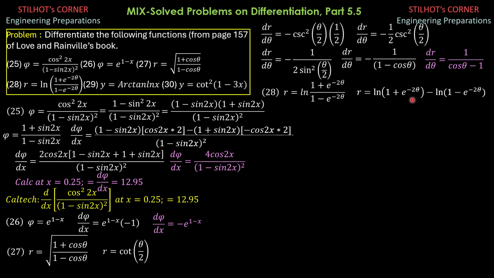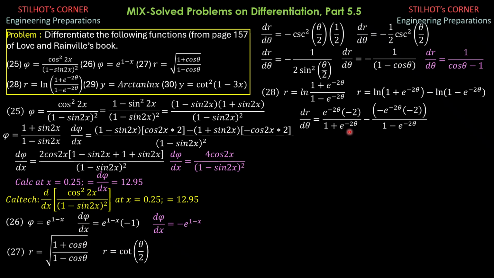So derivative of ln, remember, ln of u is du dx in the numerator, the denominator u. So dr d theta is 1 over e to the negative 2 theta in the denominator, and in the numerator, e to the negative 2 theta times negative 2. So e to the negative 2 theta times negative 2 over 1 plus e to the negative 2 theta, then minus negative e to the negative 2 theta times negative 2 over 1 minus e to the negative 2 theta.